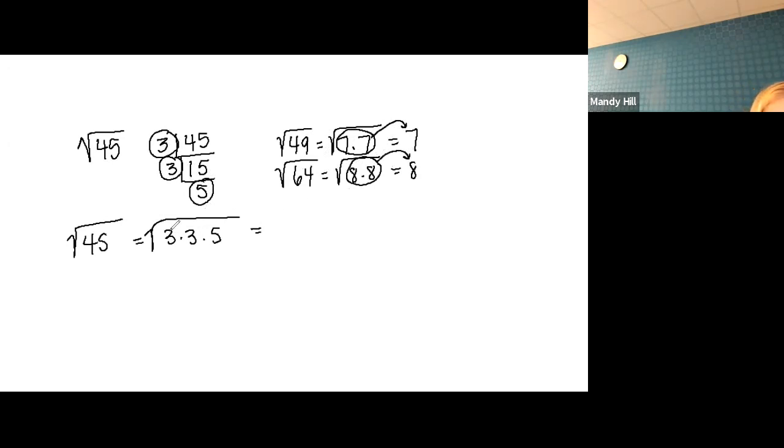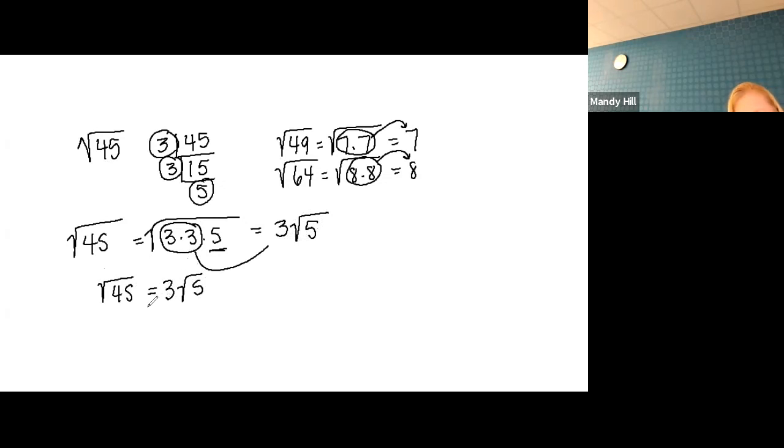Well, it's going to be the same thing here. We're looking for pairs of things. So I've got a pair of threes, which means that I can pull the 3 out front in front of the radical sign. And then I have this 5 left, which is going to go underneath the radical sign. And this means 3 times the square root of 5. So the square root of 45 is equal to 3 times the square root of 5. This is the simplified form of that.